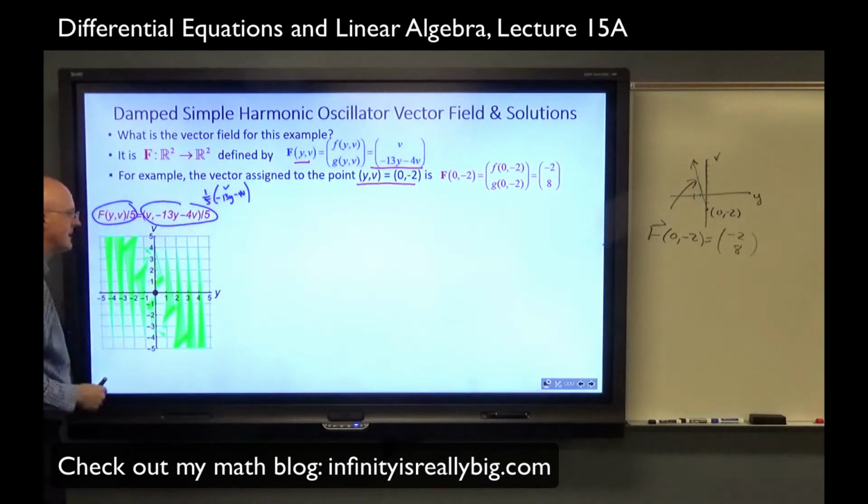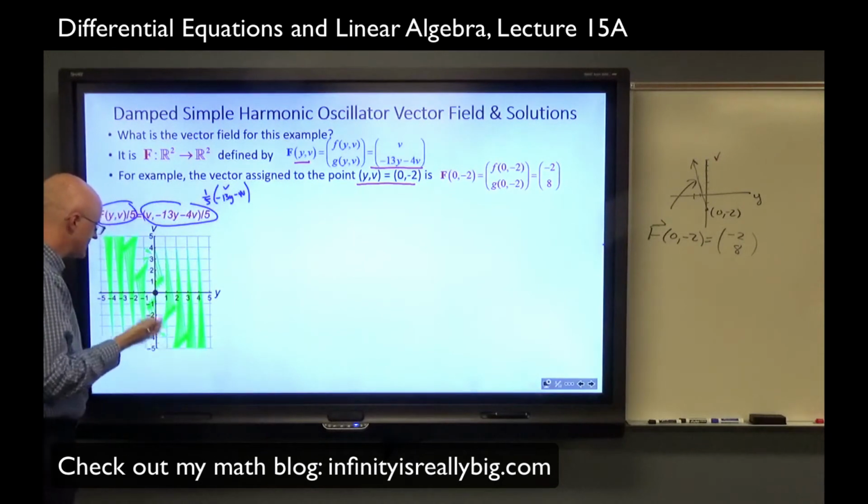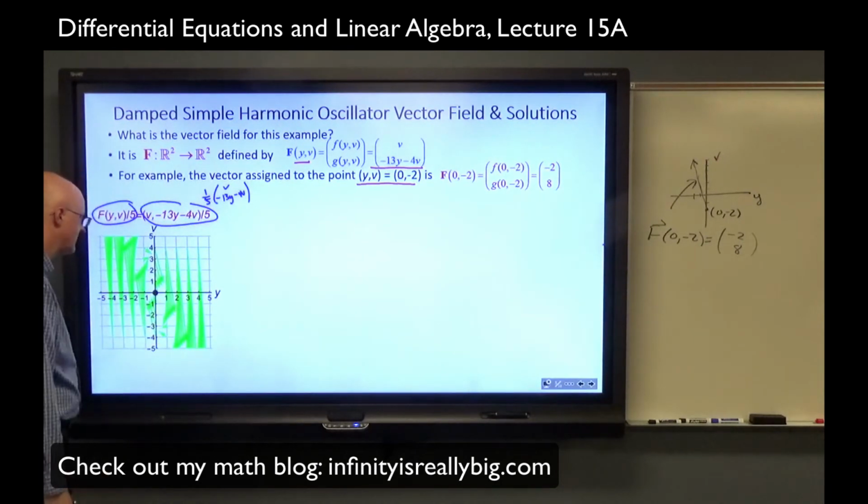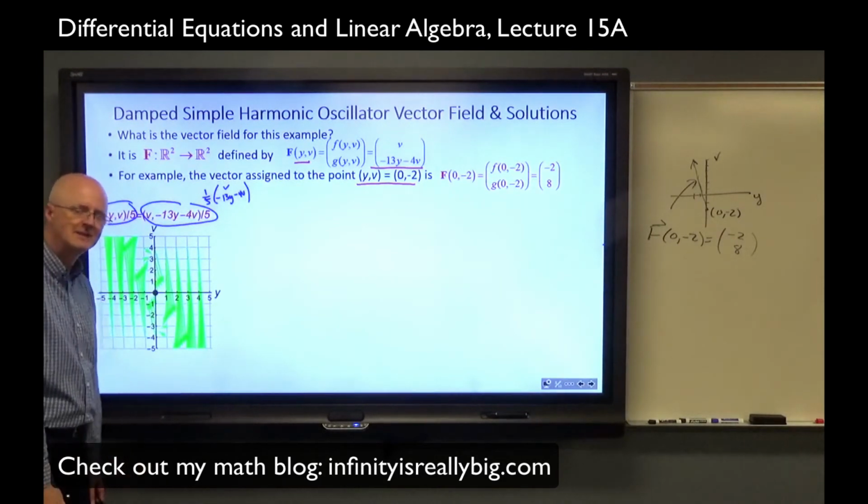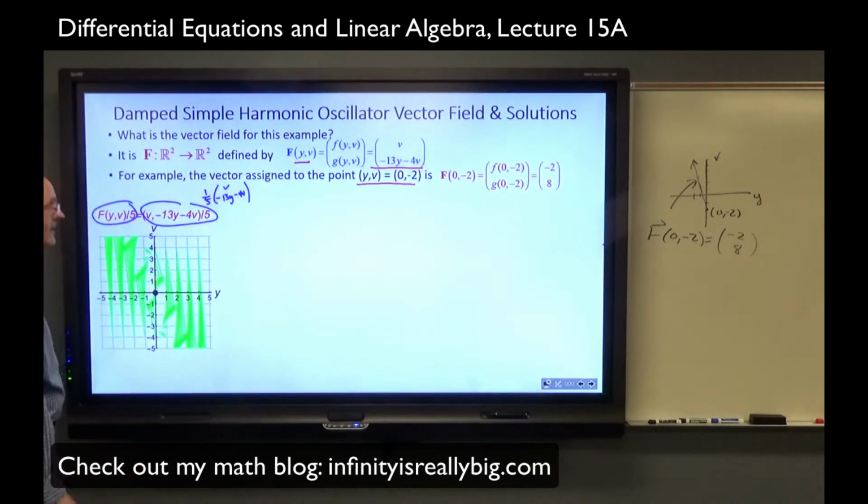Why did I do that? Because it makes the vectors shorter so we can actually get a nice picture. When you have the actual vectors themselves, they're all so long that the picture's not so nice. The one I drew on the board corresponds to this one right here.